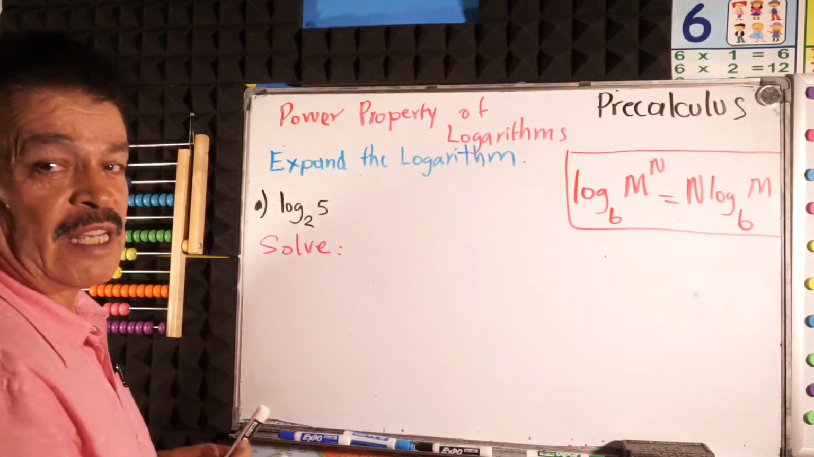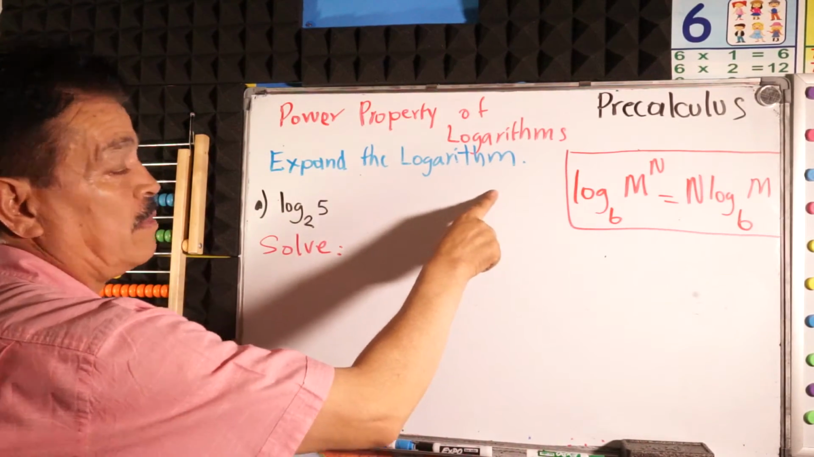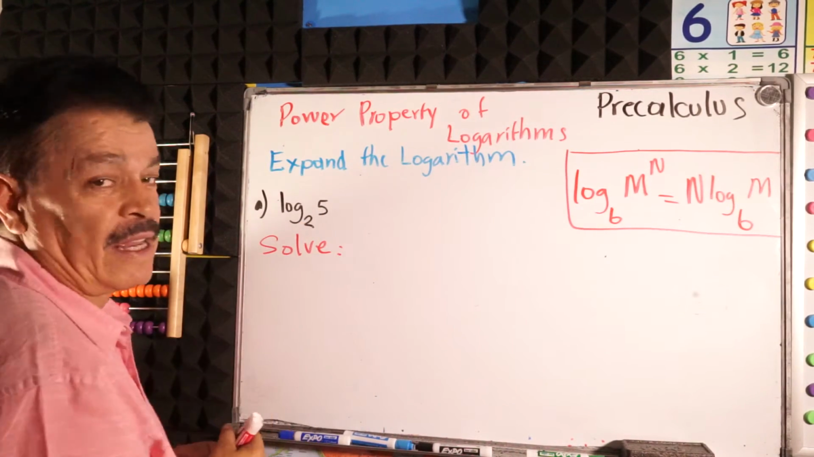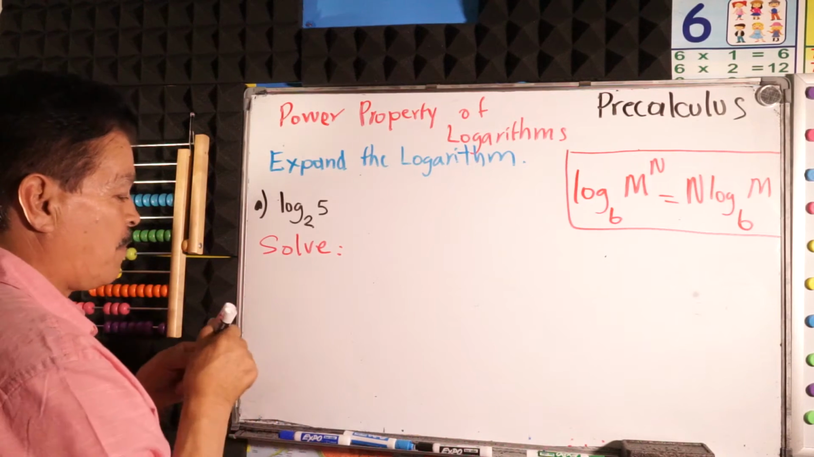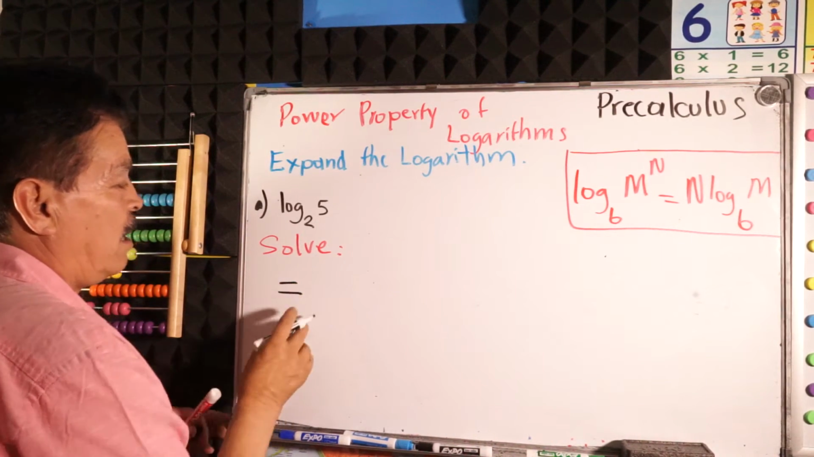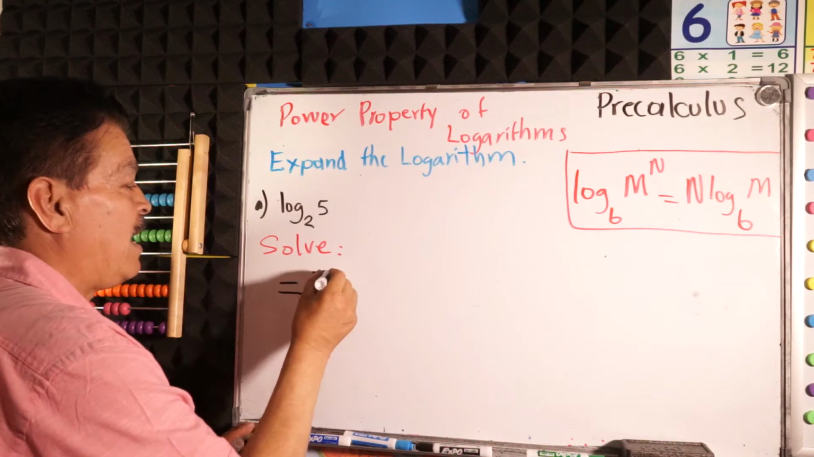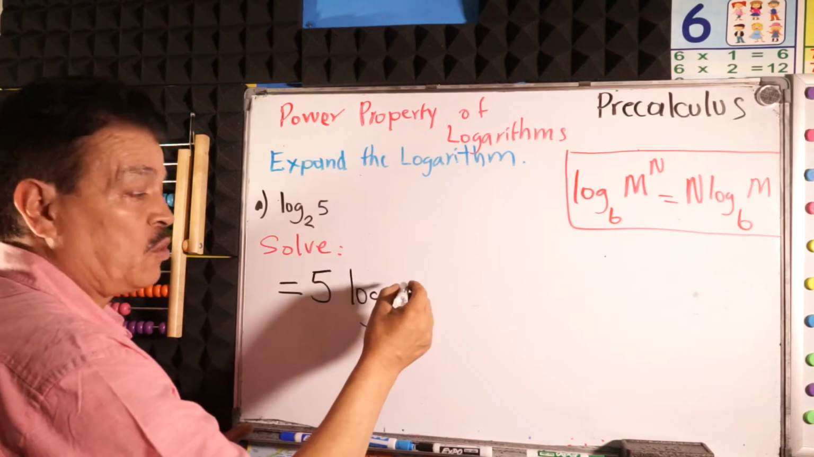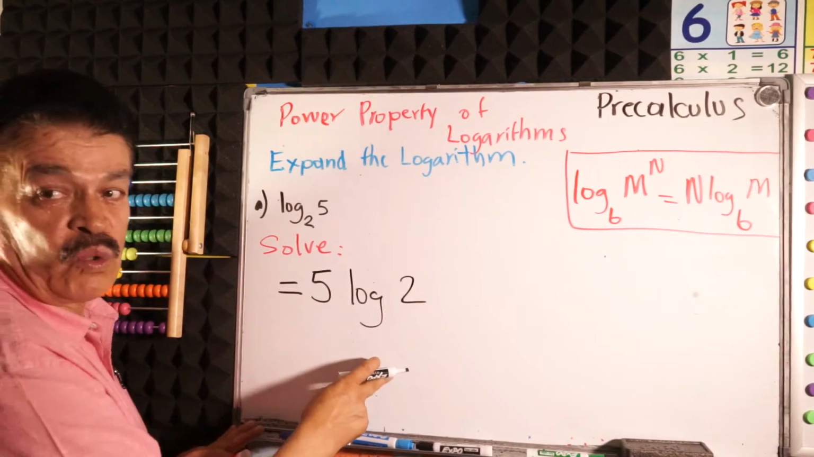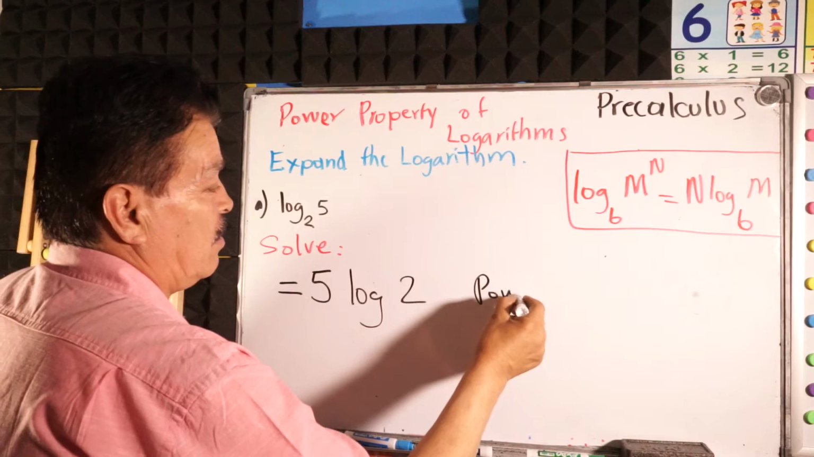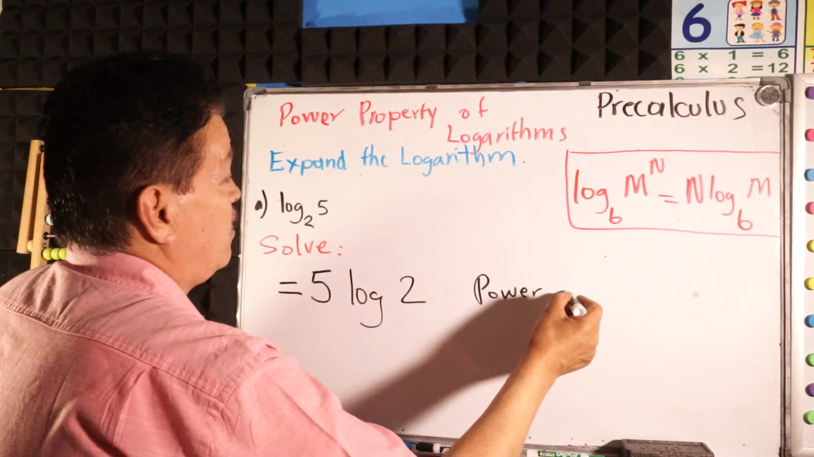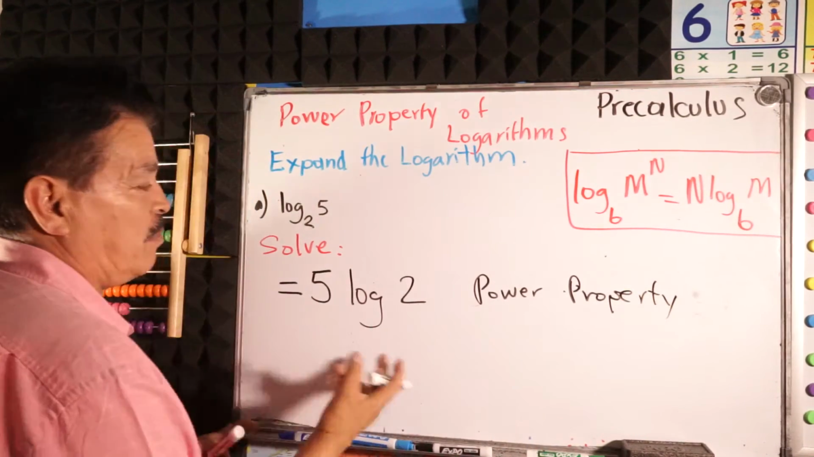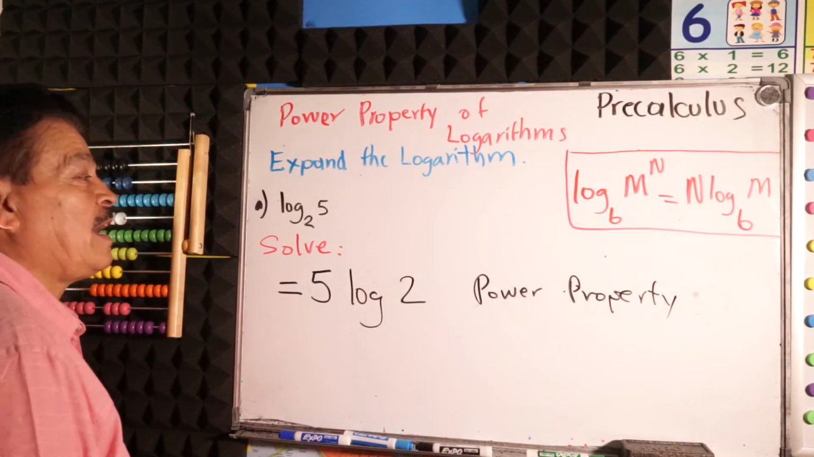Okay, the first step is to expand the logarithm. How do we expand the logarithm? We have log 5 to the base 2. So this equals, very easy, 5 log 2, right? This is the power property. Straight, the power property, right? So this is the answer.